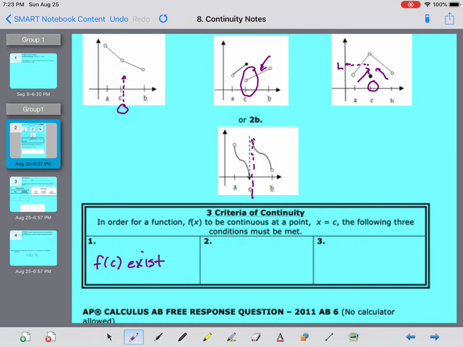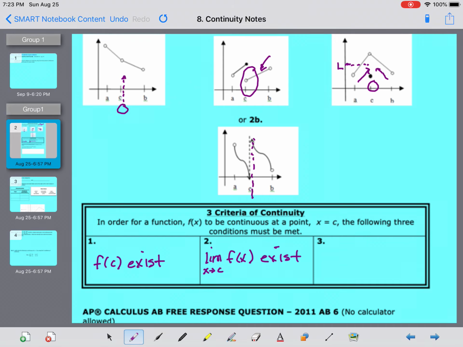The second part of continuity is that our limit, as we approach the specific C value for this function, also must exist. So the limit must exist. In the first picture, the limit exists. In the second pictures, our limits do not exist. In the third, our limit does exist.